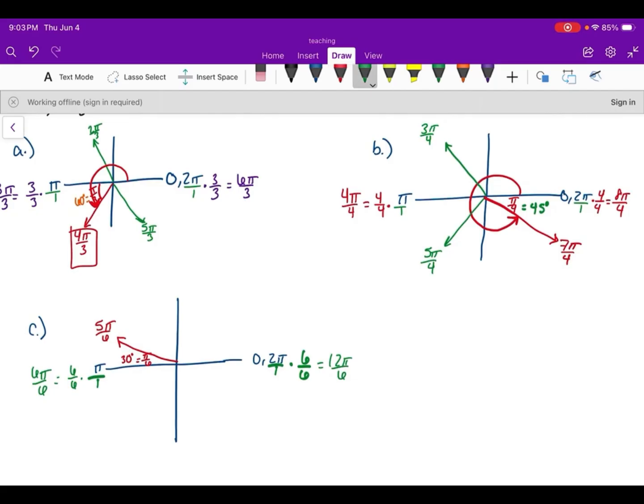In the other quadrants, right here would be 7 pi over 6. I'm just adding 1 in that numerator. Over here, it'd be really close to 12 pi over 6, but just off by 1 in that numerator. This would be 11 pi over 6. And it's coming before the 12 pi. That's how I know it's smaller than that.